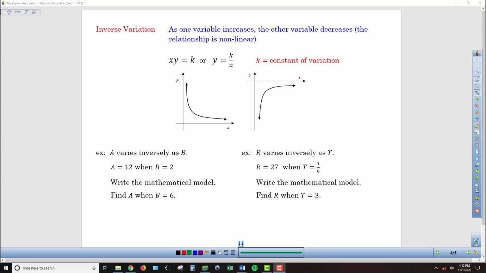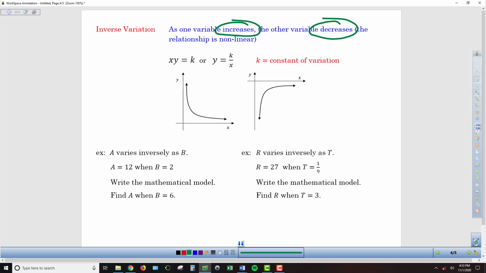Inverse variation is a relationship where as one variable increases, the other decreases, but the relationship is nonlinear. And so our equation, therefore, is going to be a little bit different. Instead of y equals k times x like it was for direct variation, we're going to have x times y equals k, or y equals k over x is an alternative if we just divide both sides by x.